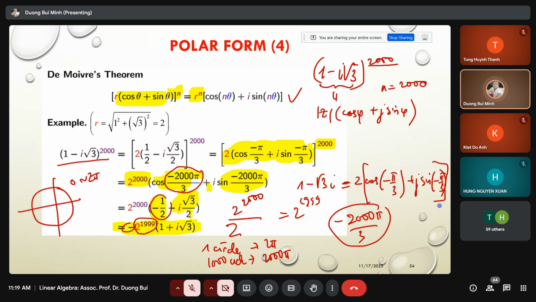So we just focus on minus pi over 3. We skip the 2000 pi, so we have cosine of minus pi over 3 is 1 over 2. We just skip 2000 pi because we repeat 1000 circles, which gives 2000 pi.